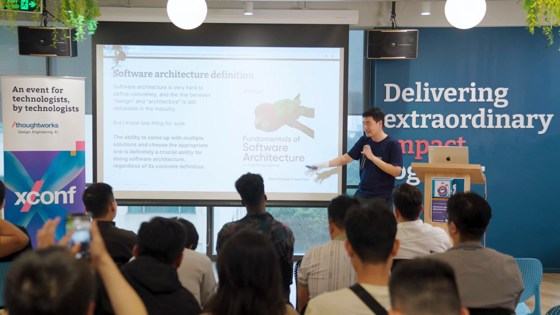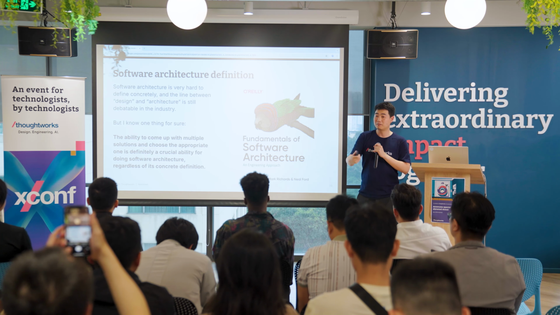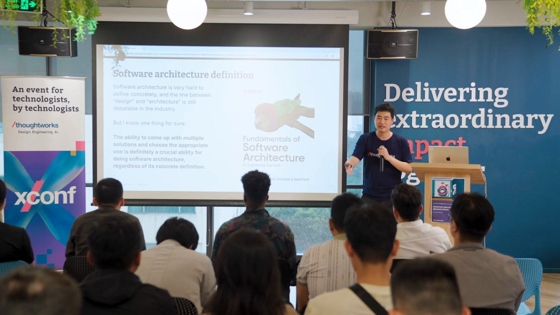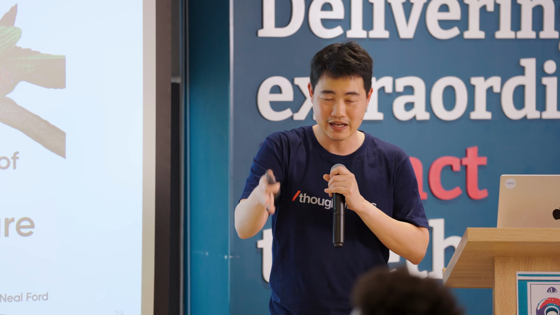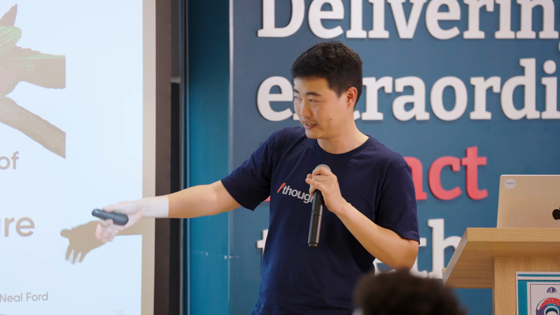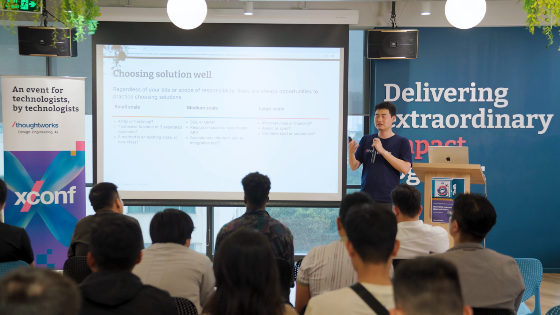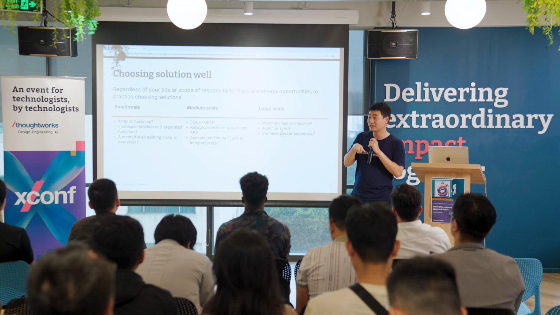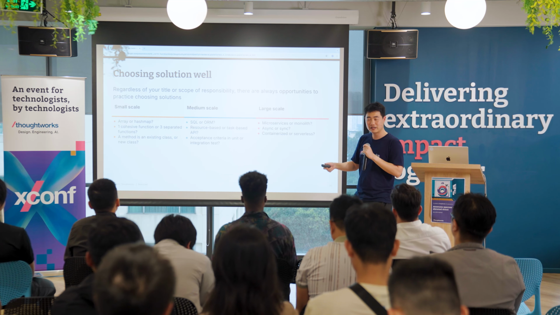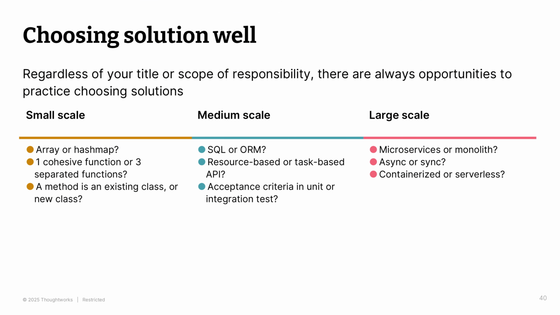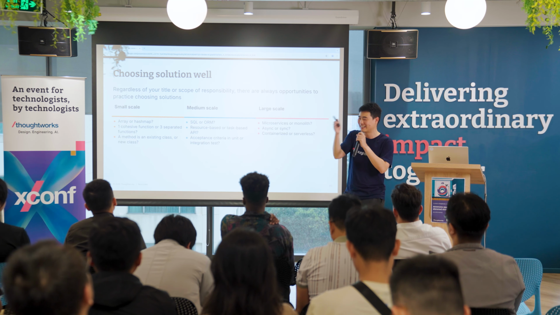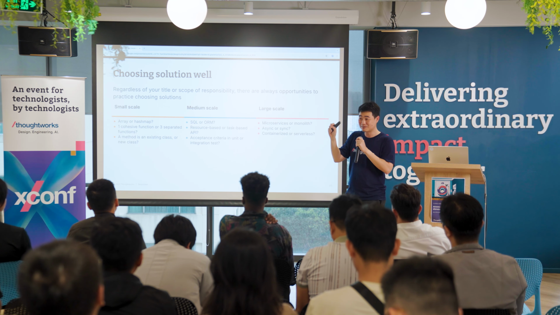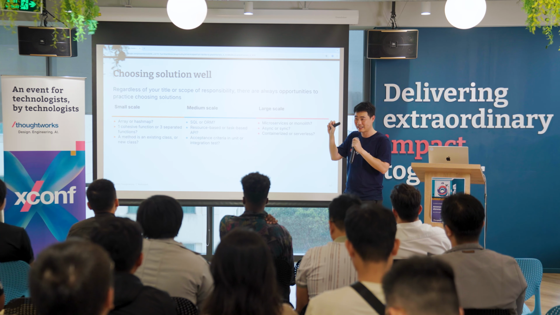But anyway, that aside, one thing I know for sure is that your ability to come up with multiple solutions and choose the appropriate one will matter regardless of tool changes. Even if you don't hold the software architect role, at a smaller scale there are still a lot of things you can choose. Like at small scale, should we use an array or a hash map? Should we write cohesive functions or separate functions? Should a method be in an existing class or a new class? Even in small problems, there are a lot of choices we can make.